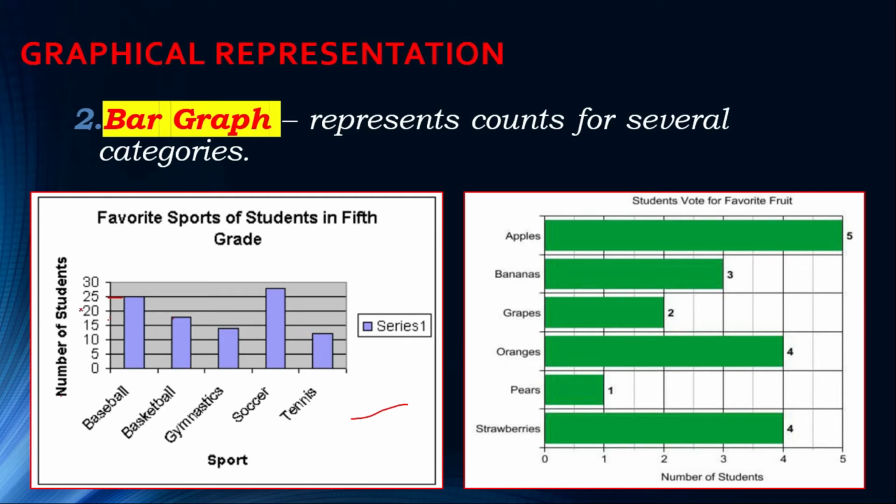So ganito yung ating bar graph. Categories yung kanyang tinutukoy. At ganito din dito. Ayan, students vote for favorite fruit. Favorite fruit naman yung tinutukoy dito. So, sa apple, ilan yung may paborito? 5 estudyante. At sa banana naman, may 3 estudyante. Sa grapes, 2. Orange, 4. At yung pears, 1. At yung strawberries is 4. So, ganun yung ating bar graph. It represents counts for several categories.